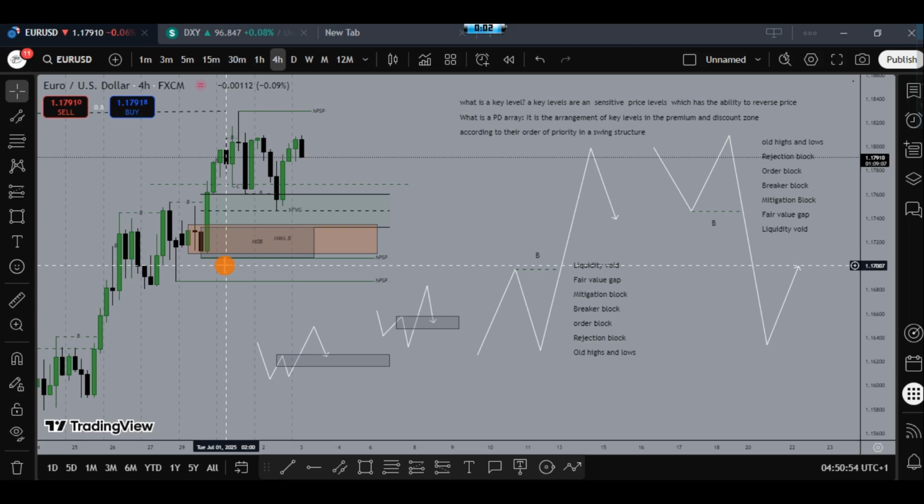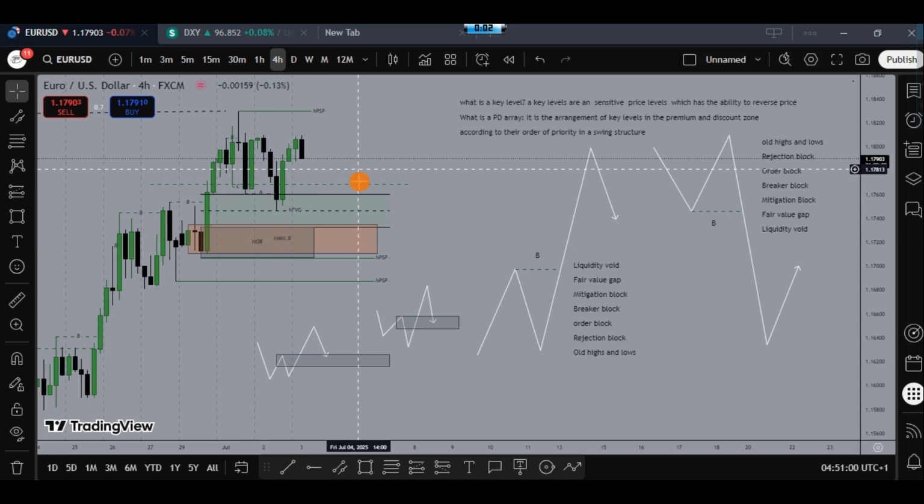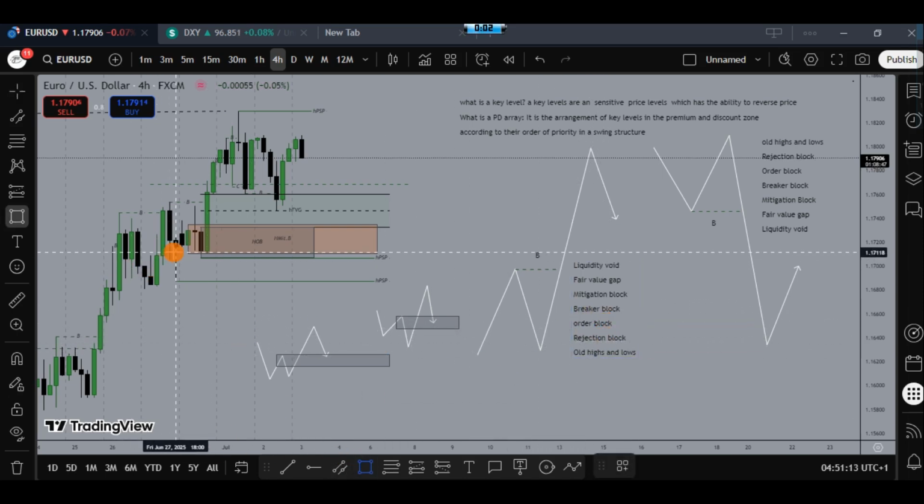You don't need to mark everything. What you need to do is mark according to your priority. Since you have fair value gap, we can just mark fair value gap and mitigation block and leave the rest. So now I have already marked my order block. Then the next thing is to get my rejection block. My rejection block is something like this.